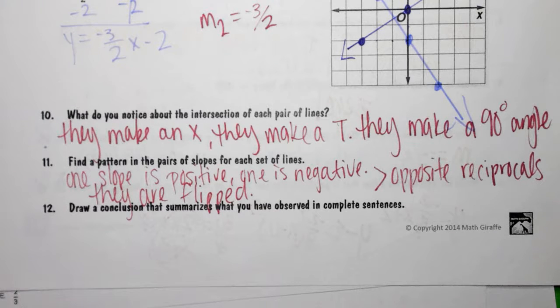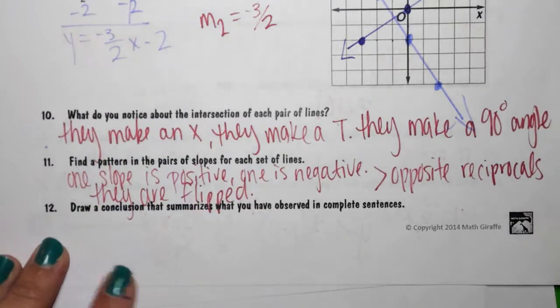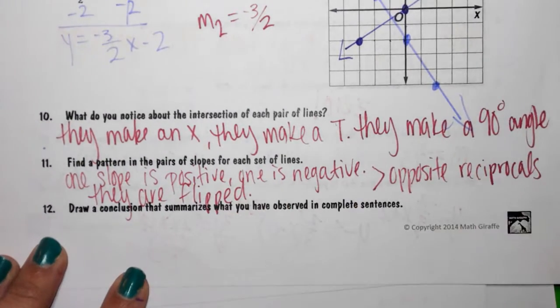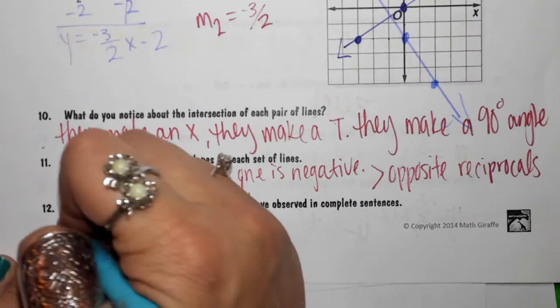So what did we see? I put all the lines are perpendicular. How do you know that? All the lines cross at what? What do we write right here? 90 degrees. Okay.